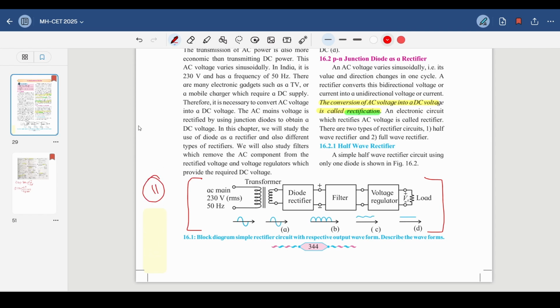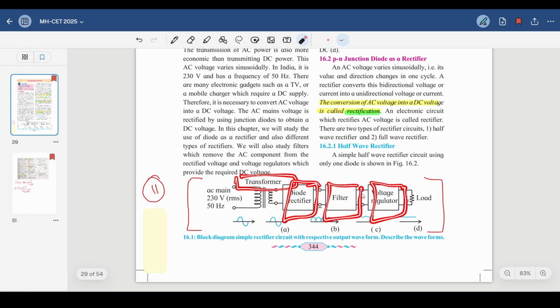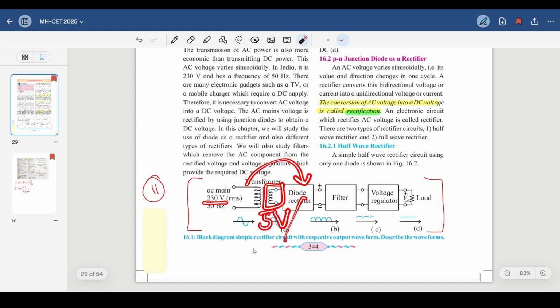So this is the basic block diagram of a simple rectifier circuit. So first you have a transformer, then you have a diode rectifier, you have a filter, and then you have a voltage regulator. So the transformer is a step down transformer in this case. What does a step down transformer do? It would convert the voltage, you can reduce the voltage value. So now at the primary side of the transformer, the voltage is 230 volts. So since it's a step down transformer, at this input, the value can be reduced to 5 volts or 12 volts or 9 volts. Right?